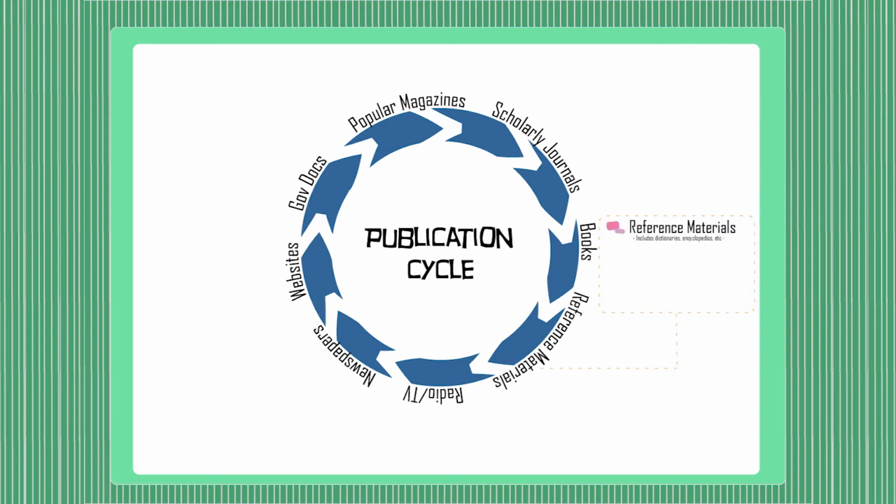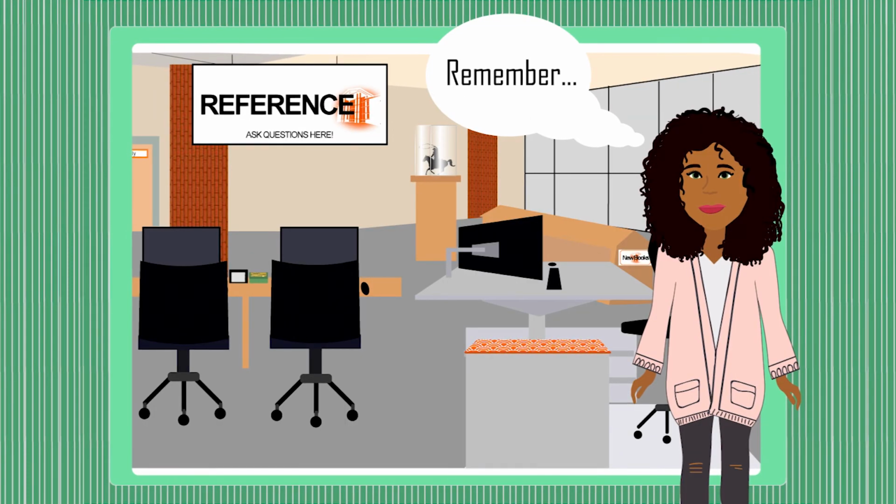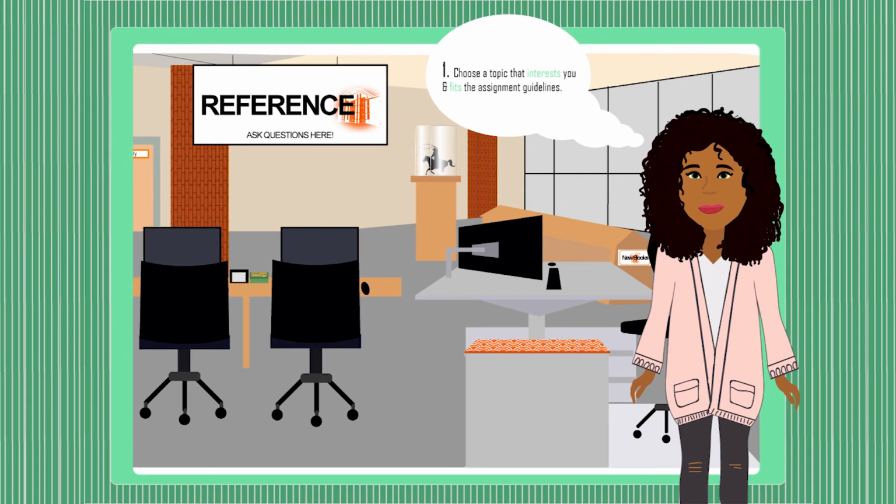Reference materials. Dictionaries, almanacs, encyclopedias. Pros. Quick facts, statistics, and synonyms. Great for getting started. Cons. Takes longer to publish, so information is not as current. No in-depth material. Remember, when starting research, choose a topic that interests you and fits the assignment guidelines.